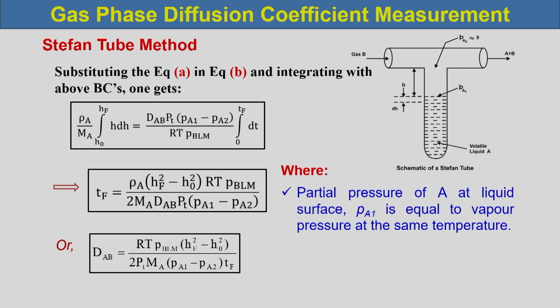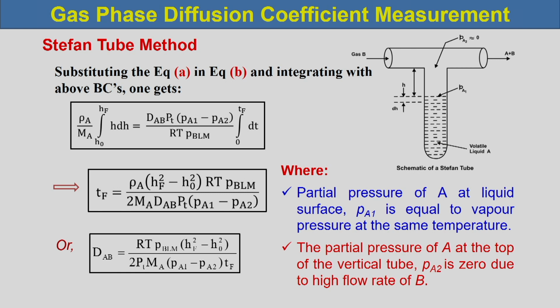So, the partial pressure of A at the liquid surface is Pa1, which is equal to the vapor pressure at the same temperature, and the partial pressure of A at the top of the vertical tube, that is Pa2, would be equal to 0. This is because the gas B, which is non-diffusing, is flowing with a high velocity and sweeps away all the component A diffusing to the tube. So, the partial pressure of component A at point 2, at the top, would be equal to 0.